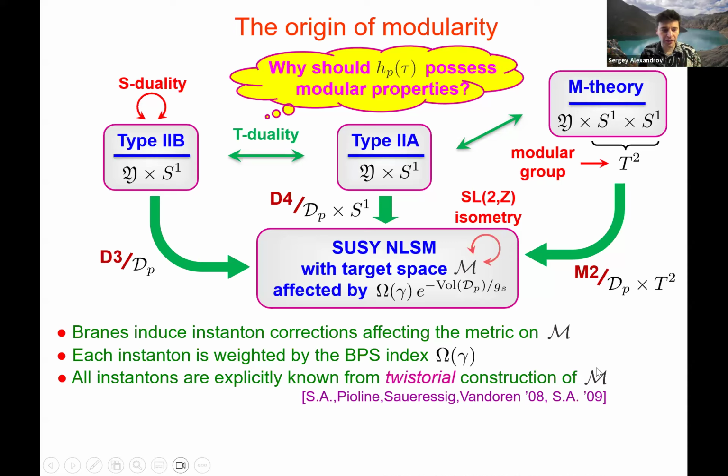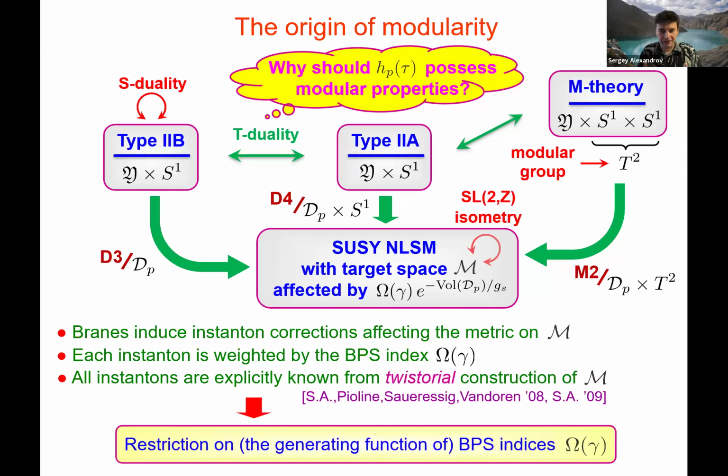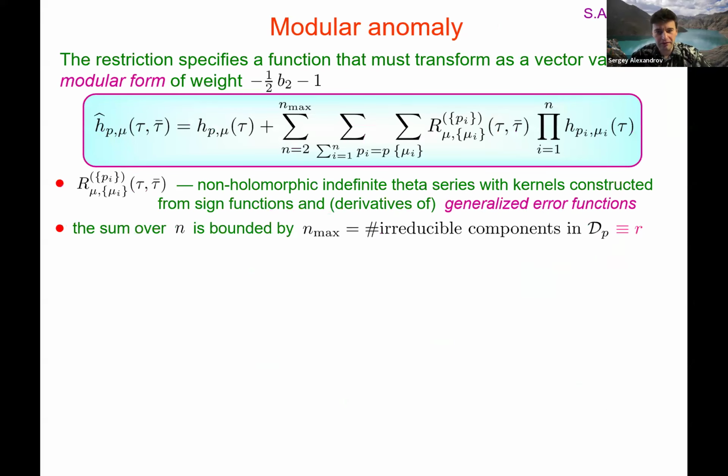So you see, now we're in a situation where we have a metric on the moduli space, which on one hand is affected by instantons, which depend on these BPS indices. And on the other hand, it must be invariant under SL(2,Z). And of course, this cannot be true for arbitrary BPS indices. So this SL(2,Z) will impose certain restrictions on them. And the claim is that one can actually derive these restrictions explicitly. This is very non-trivial, but this can be done. And this is how the restrictions look.